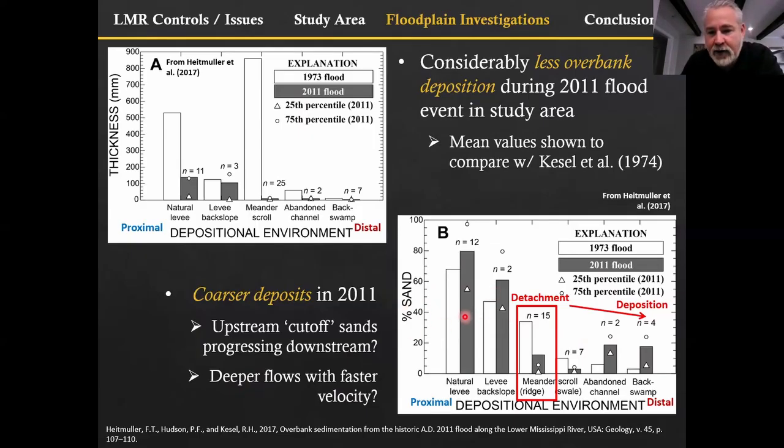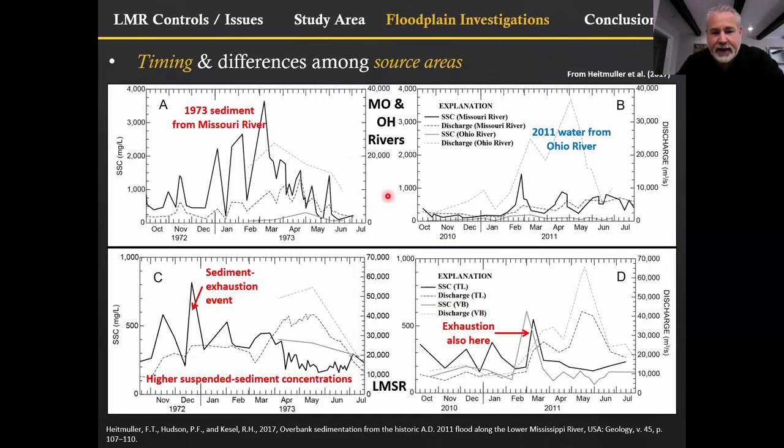We'll go back and see how all of these compare to each other. One of the reasons that explains the differences that we feel between the 1973 deposition and the 2011 deposition really comes back to the source area of those floods. Over here on the left, we see the Missouri and the Ohio rivers' suspended sediment concentrations and discharges in 1973. Down below that, we see the lower Mississippi River suspended sediment concentrations and discharges downstream from here.